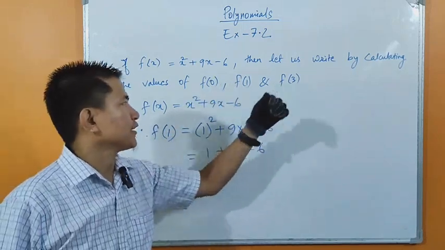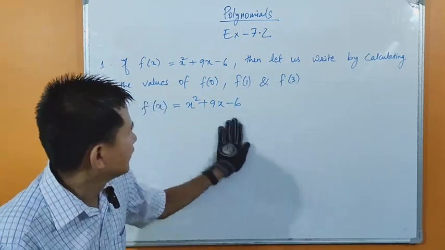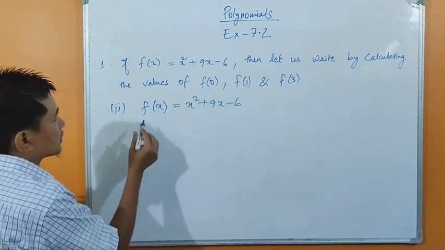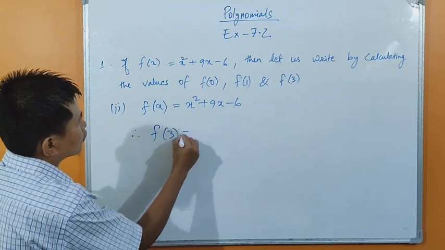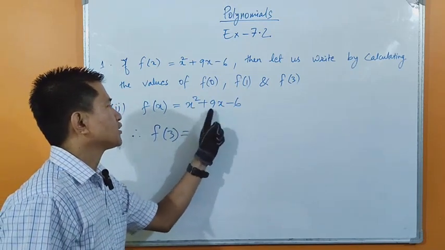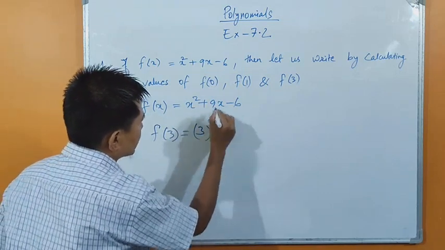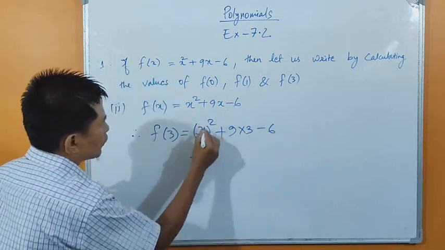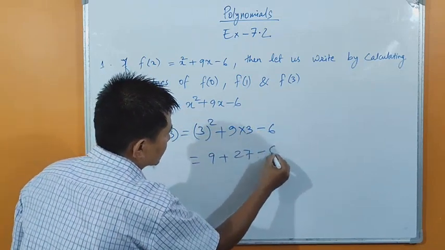Let us quickly move on to the next question, that is f(3). Since we have f(x) equal to x squared plus 9x minus 6, as given in the question, f(3) equals, instead of x, we need to put 3. Wherever you see x, you put 3. x squared means 3 squared, plus 9 times x means 9 times 3, minus 6. 3 squared means 9, plus 9 threes are 27, minus 6.